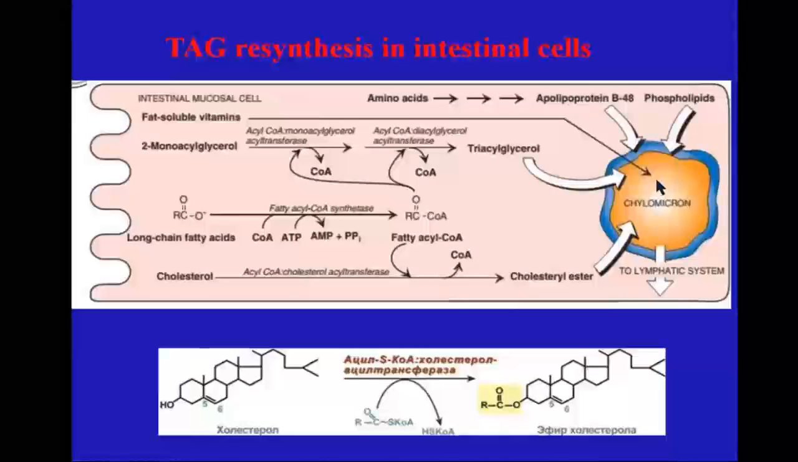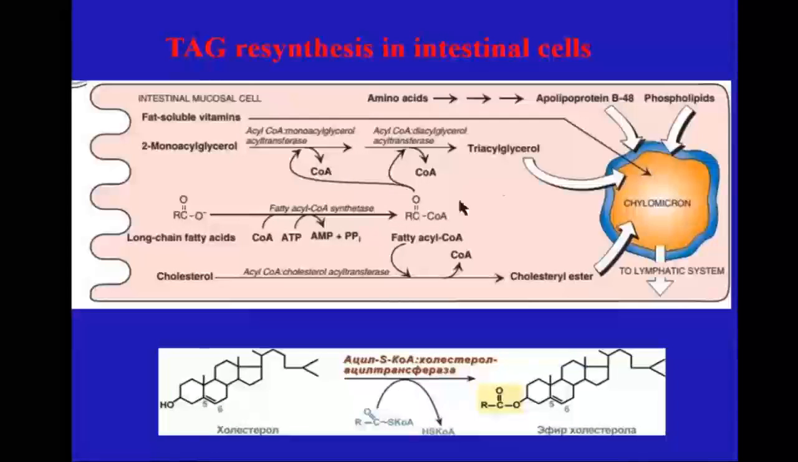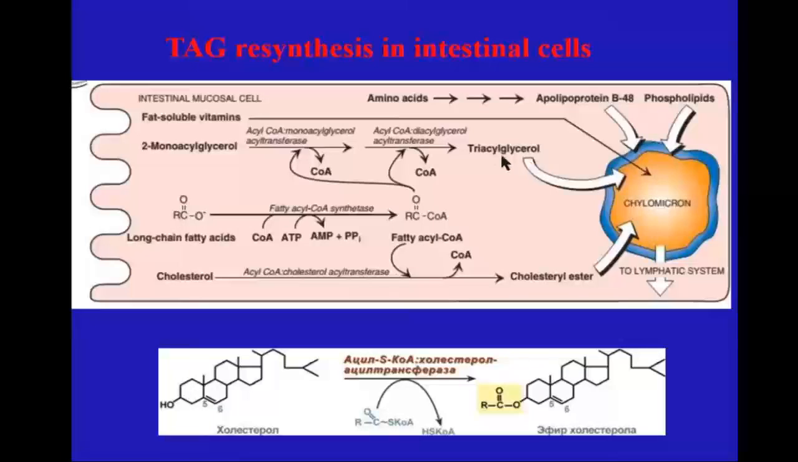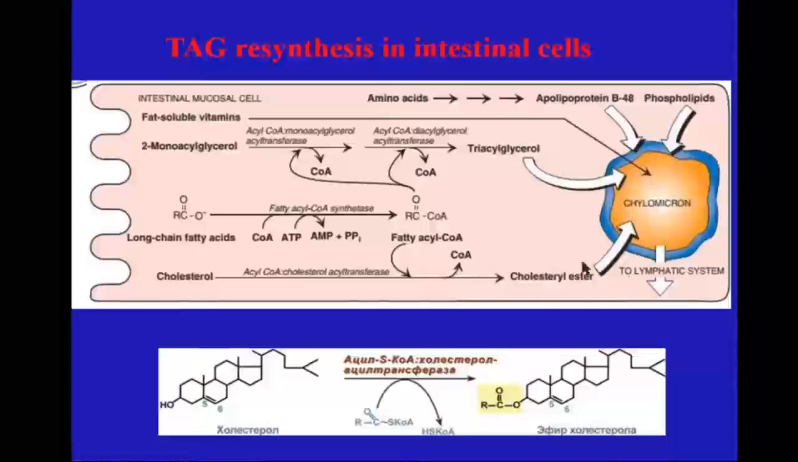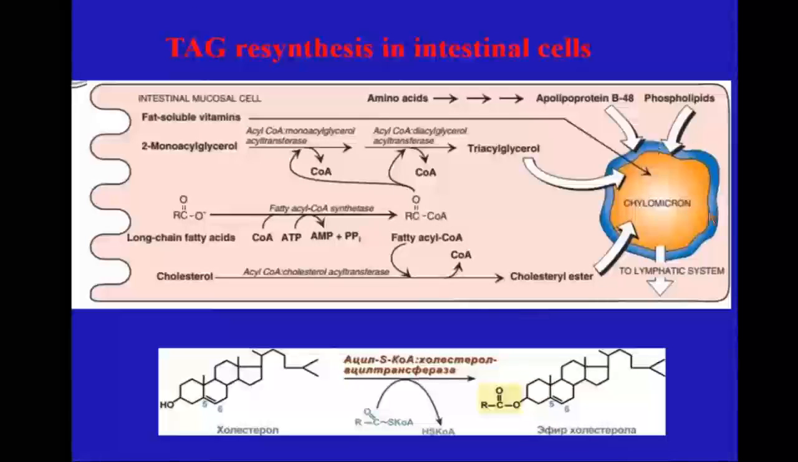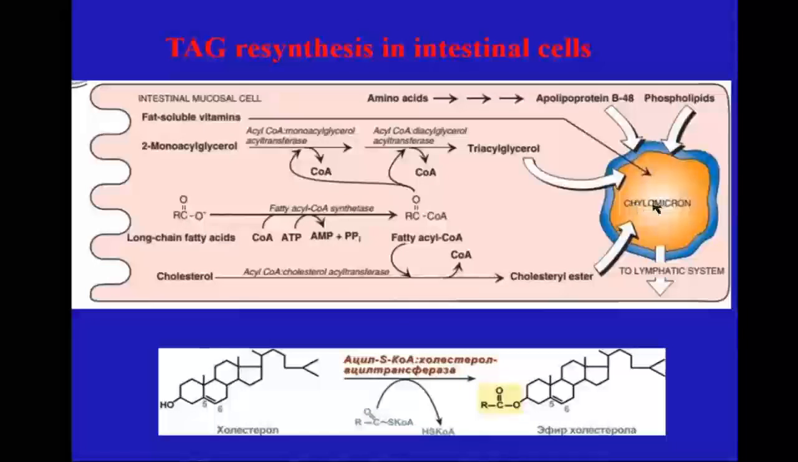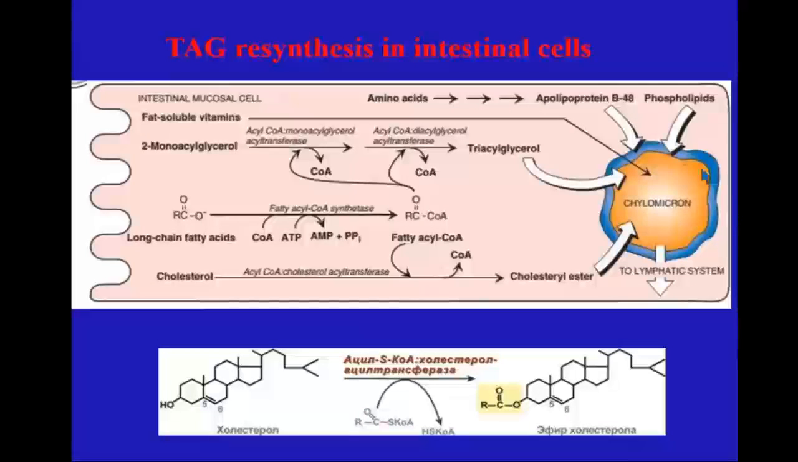To be transported, no matter whether by lymph or by blood, these very hydrophobic fats, like triacylglycerols and esters of cholesterol, which are absolutely hydrophobic, must be surrounded by phospholipids. A layer of phospholipids is necessary, so phospholipids will also be synthesized in the enterocytes or come to them from the lipids. Phospholipids with a thin layer will surround this very hydrophobic core.